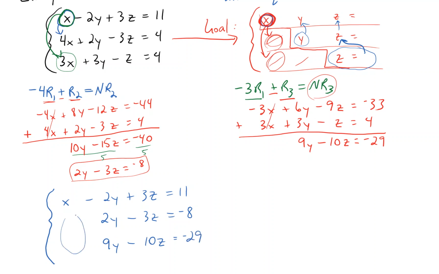And you can see now these guys, row 2 and row 3, do not have an x term. Okay, so now we proceed. Now I want to get rid of the y term in row 3 because I want that stair step effect here.